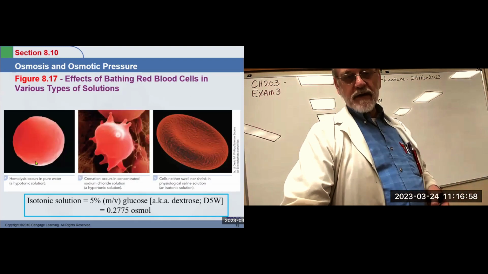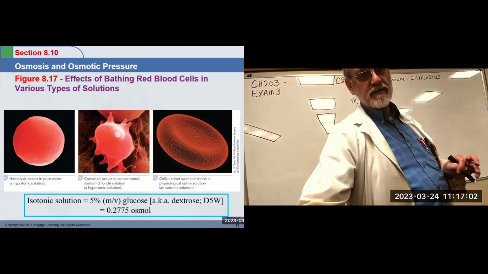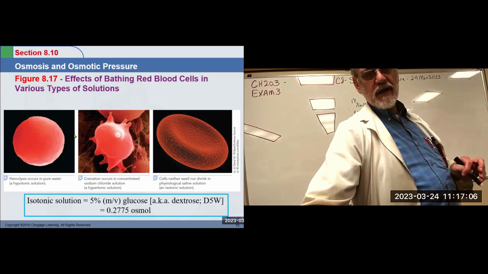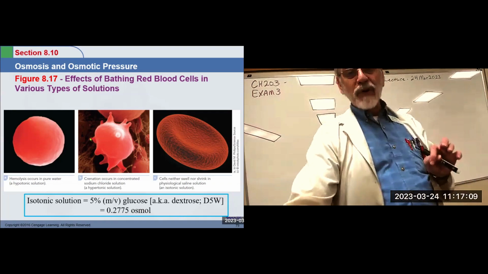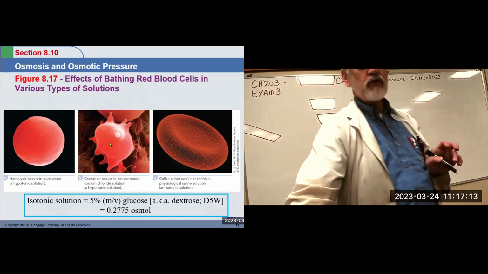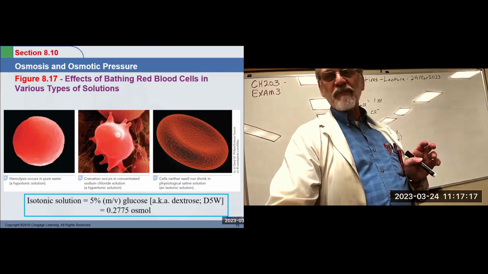Okay, so on the left, a hypotonic solution would cause hemolysis of blood cells. In other words, they swell until they rupture. And a hypertonic solution causes them to crenate. That is, they lose water to their surrounding solution and they shrink and get bumpy. Okay.